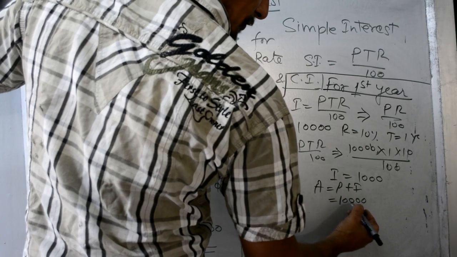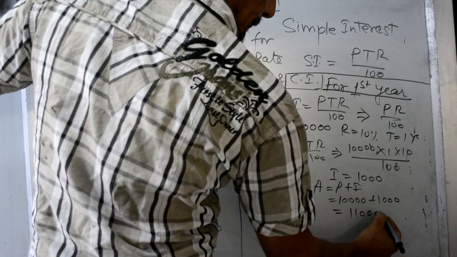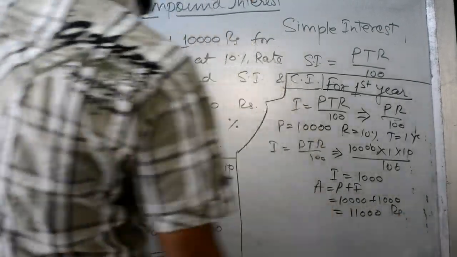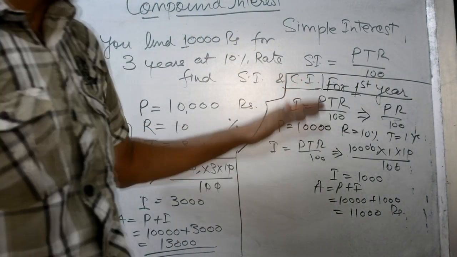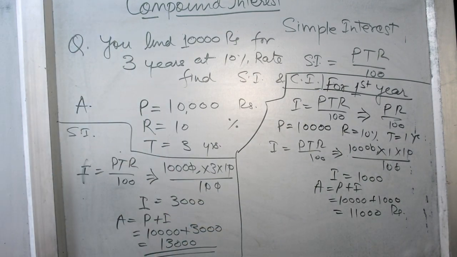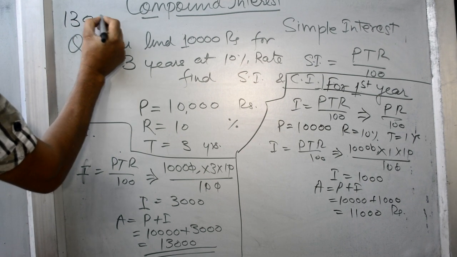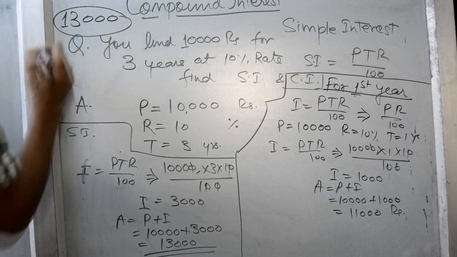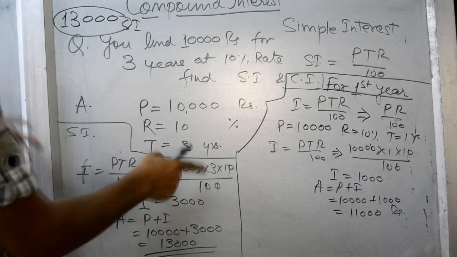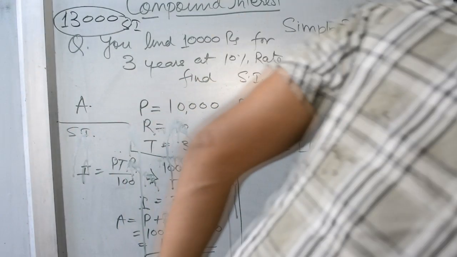Understand? So principal is 10,000 rupees plus 1,000 rupees, so it would be 11,000 rupees. This is the amount after 1 year, for the first year. So I am writing this over the top of the board, and that is 13,000 rupees. It is simple interest, SI. Now I am removing everything from here, because I have to solve it and show you in a better form.